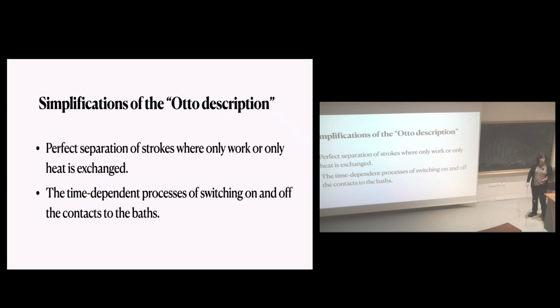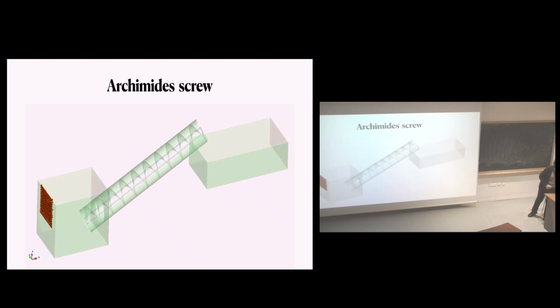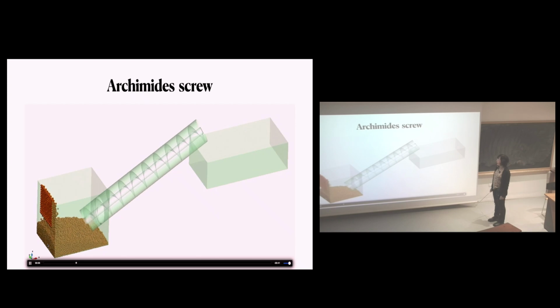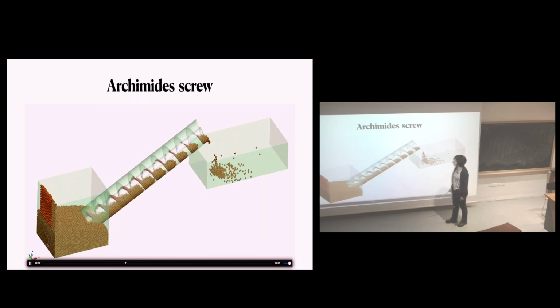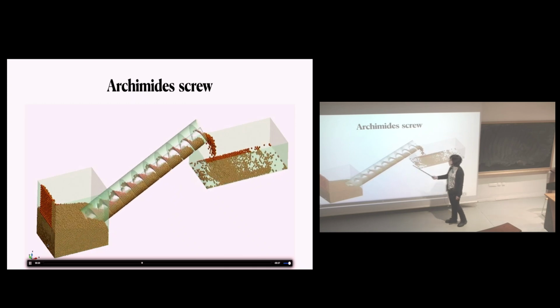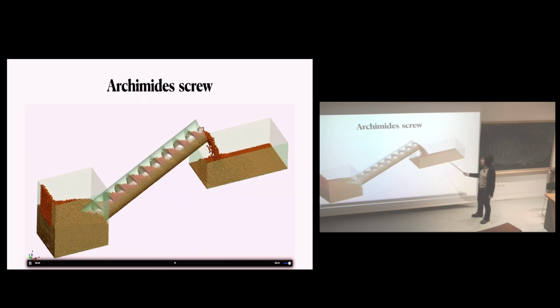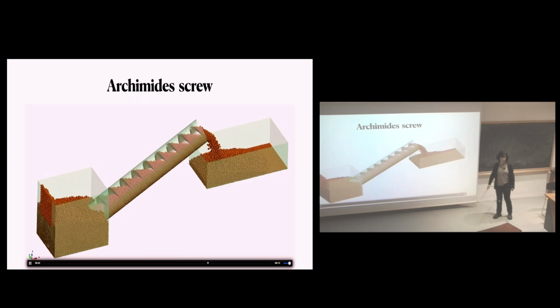So I'm going to move to a full finite time description, but before that, I find it interesting to discuss the mechanism of pumping. And I have some animation. The mechanism of pumping is very well represented by this Archimedes screw, in which you can rotate some spiral in this tube and pump, in this case, balls from one place to the other. It was proposed by Archimedes to pump water.